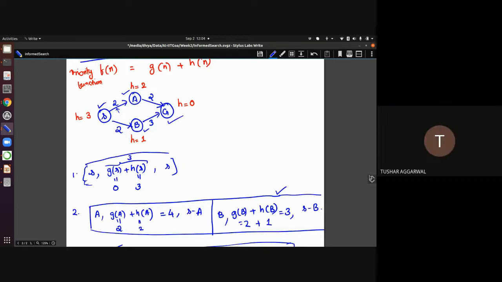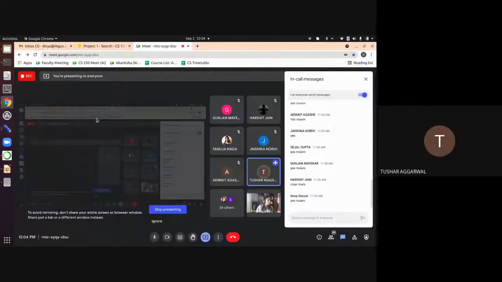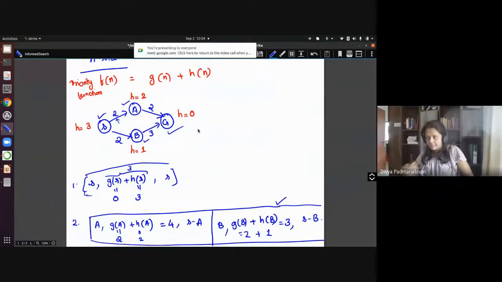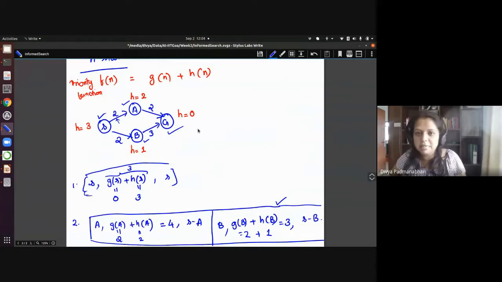Excuse me, ma'am. Yes. Ma'am, can you please explain again what the heuristic function represents? Yeah, so I will come to that. I will explain it for each of these applications.